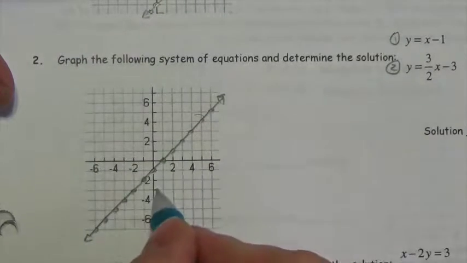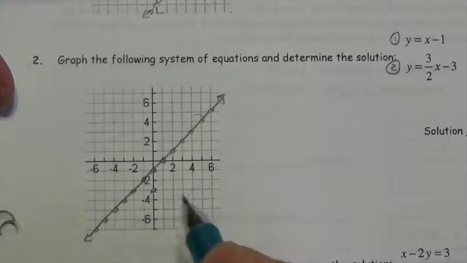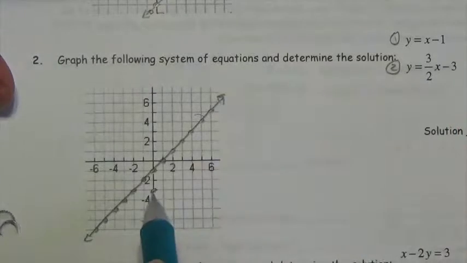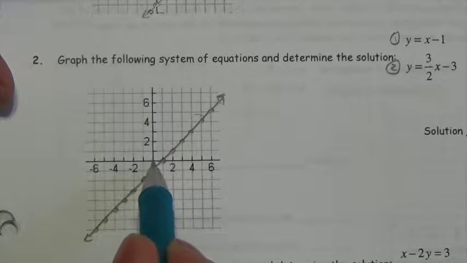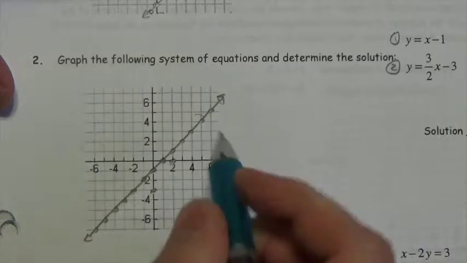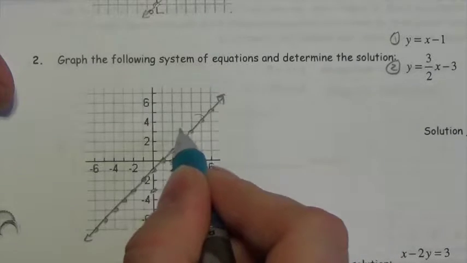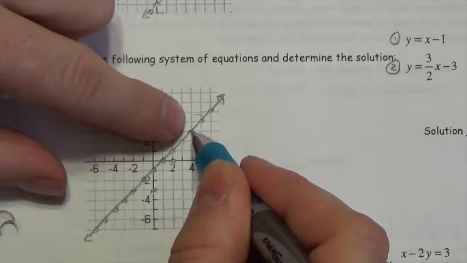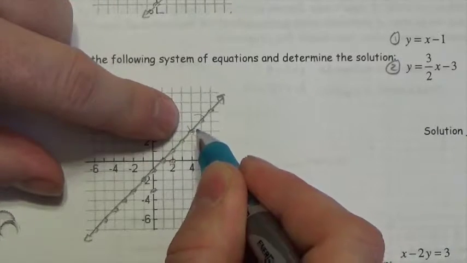The y-intercept is negative 3. It's going to be down here. And it's got a slope of 3 over 2. So from here I go up 3. 1, 2, 3 over 2. 1, 2. Up 3. 1, 2, 3 over 2. And there it is. There's the point that we overlap on.